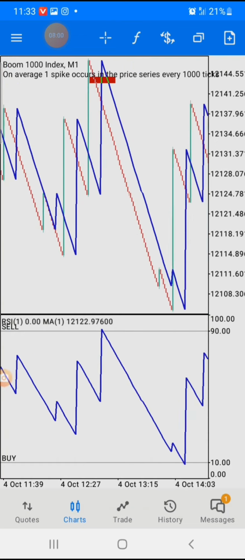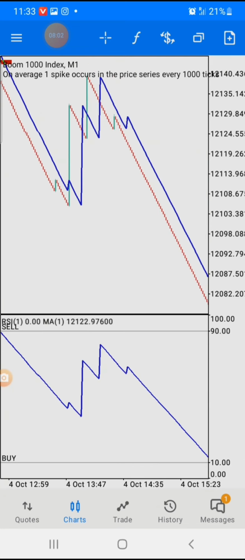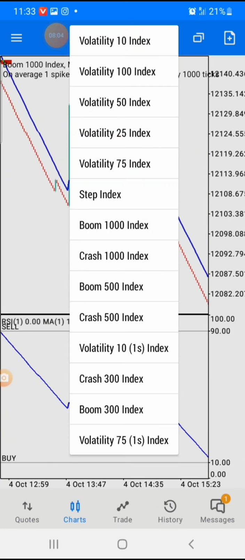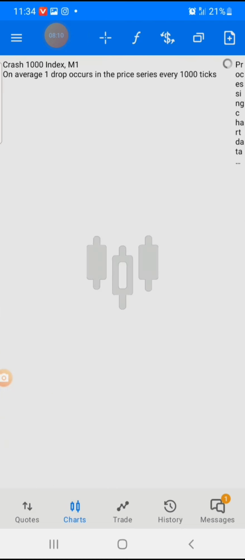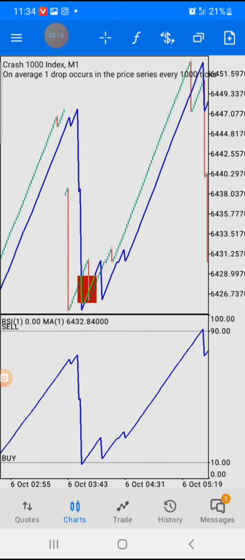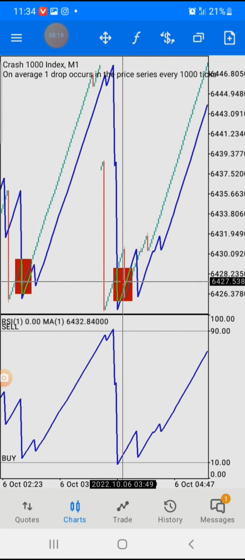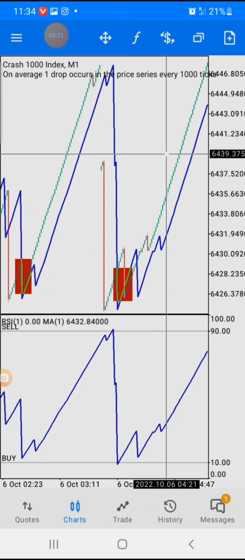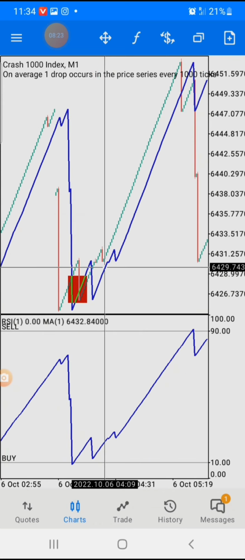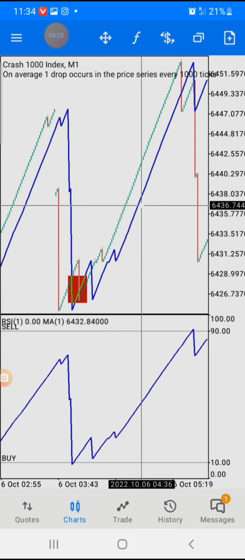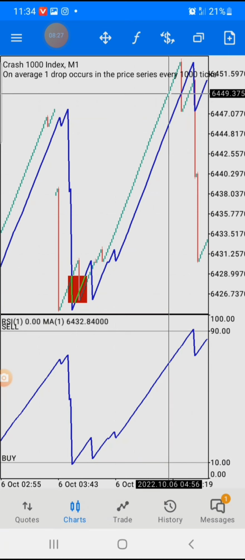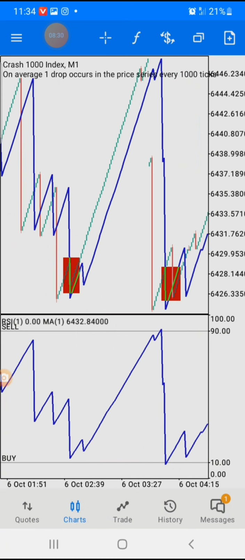So let's look at an example in Crash, Crash 1000. In Crash 1000, we're looking for opportunities where we can buy. This is the trade that I took in that video. Then the market went up. Even after 20 candles, you see, it actually went up to this point. So you can take more than 20 candles.